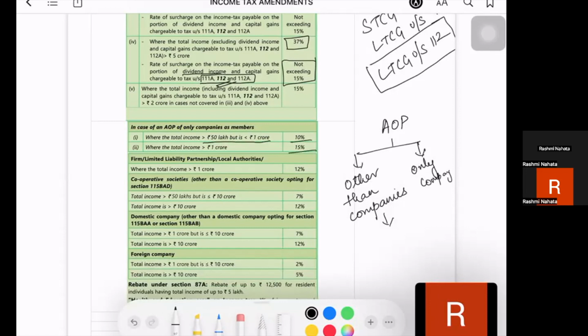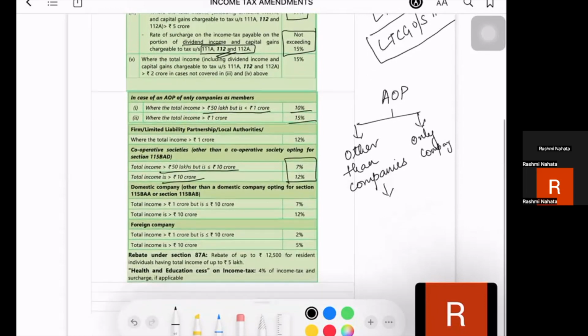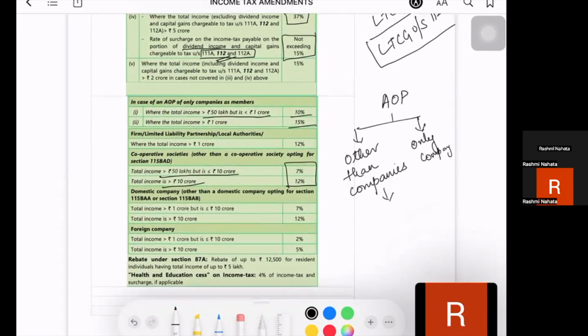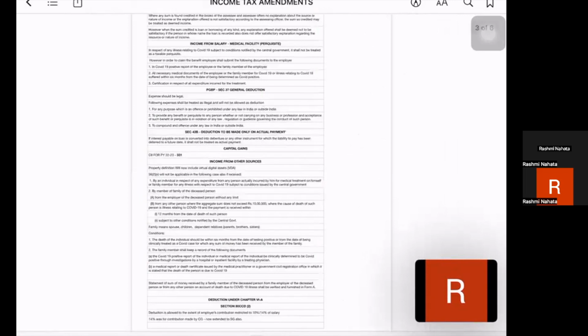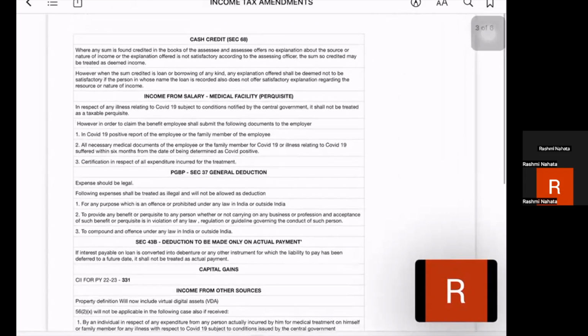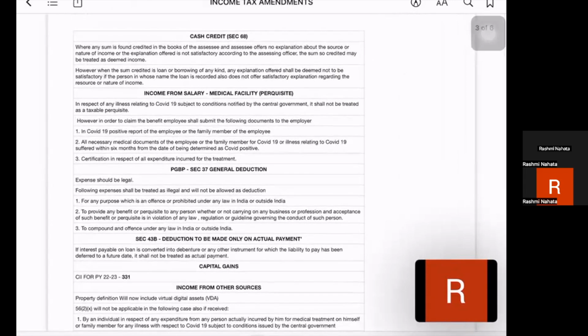Cooperative societies, also there is a small change with respect to surcharge. If the total income exceeds 50 lakhs but less than 10 crores, 7%, and if the total income is in excess of 10 crores, it is 12%. That's with regard to your surcharge rate. Apart from this, there is no other change in surcharges. Let's get started with the other amendments also.